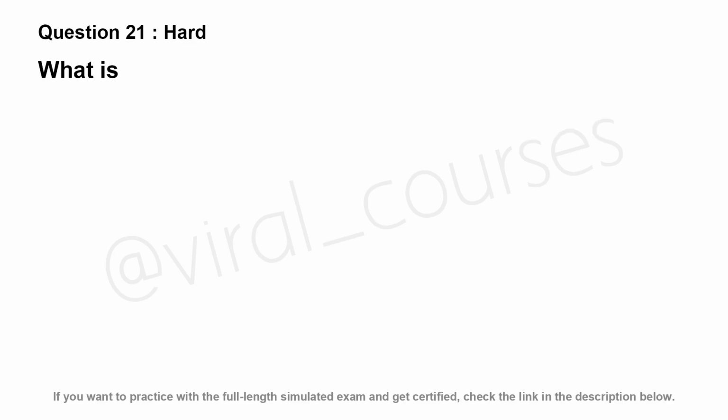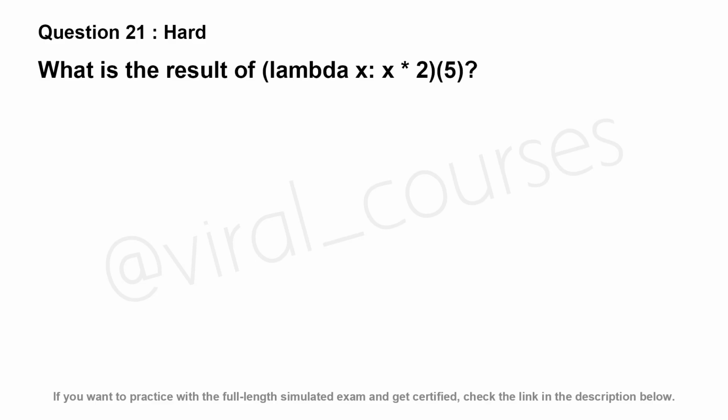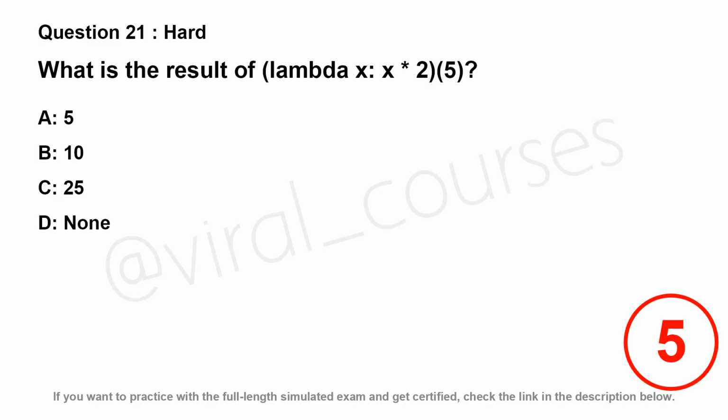What is the result of lambda x: x * 2, called with 5? Option A, 5. Option B, 10. Option C, 25. Option D, none.